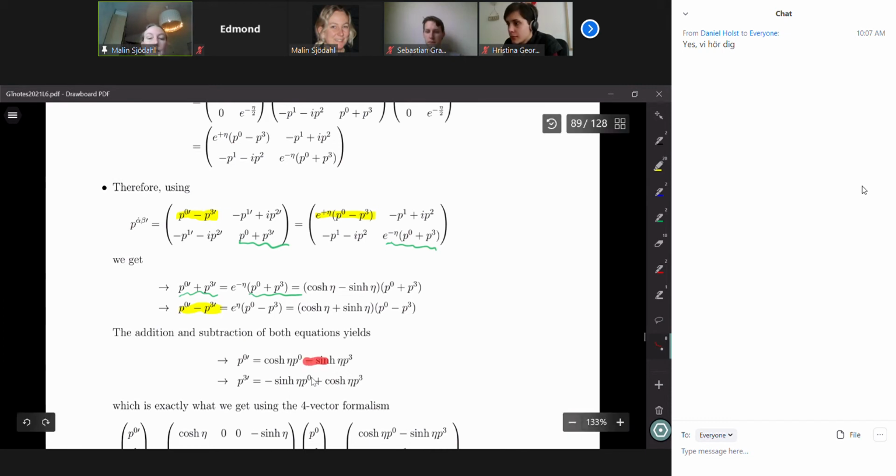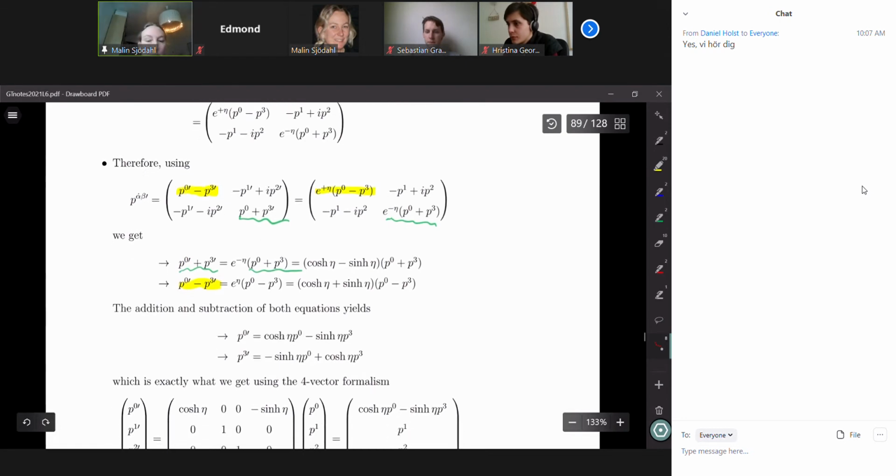So I have minus sinh eta p3. So this was how my p0 changed. And similarly for p3 prime, to solve for p3 prime, I just take this guy minus this guy such that those cancel, by the same basic linear algebra steps, and then I'm left with the minus sinh eta p0 and the cosh eta p3.